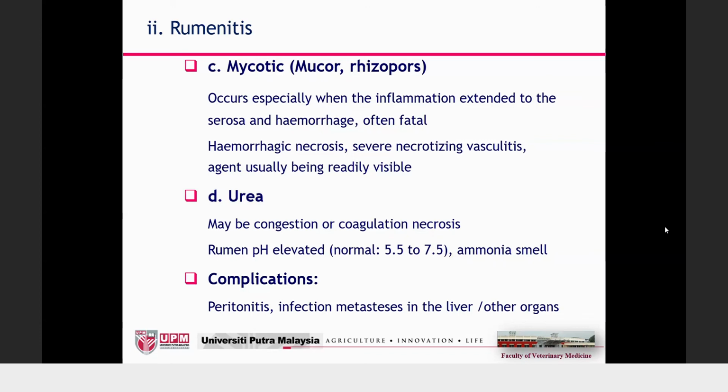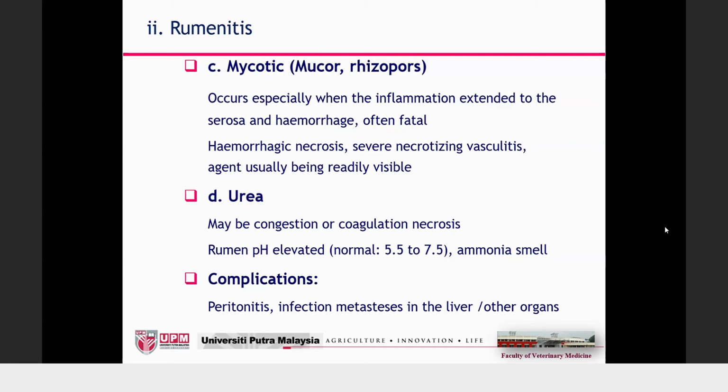And the second one is urea. Urea can also cause rumenitis, very common, particularly when the animal is grazing, sometime after fertilizer is applied in the field and the distribution is not equal, and then the animals might tend to have more intake of this urea. But sometimes also the animal breaks into the store where they keep the fertilizer, and that leads to rumenitis.